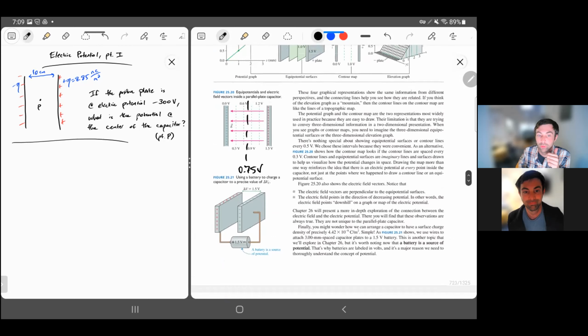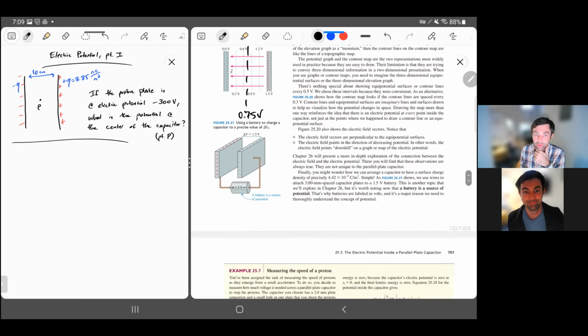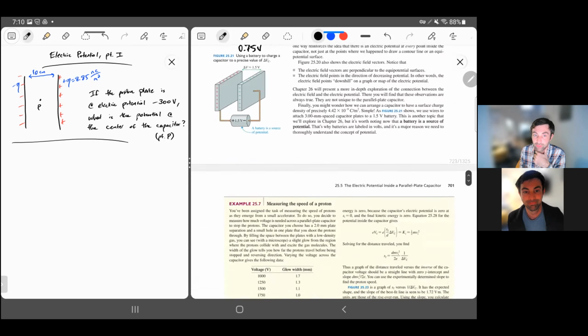So a positive charge released from rest will accelerate in the direction of the electric field. It wants to move in the direction of decreasing electric potential because it wants to decrease its potential energy. If you let a negative charge go, if you let an electron go, it will accelerate to the right. It wants to increase its electric potential because it wants to decrease its electric potential energy. And so when the test charge is negative, you have to be a little more careful about the sign. So a lot of times it's nice to think about a positive test charge.